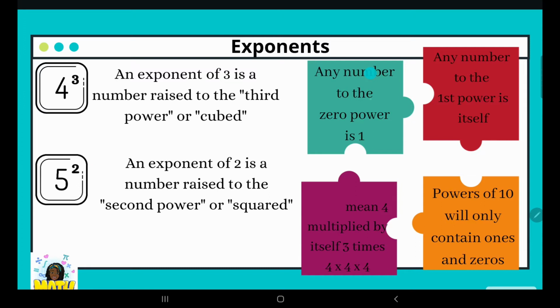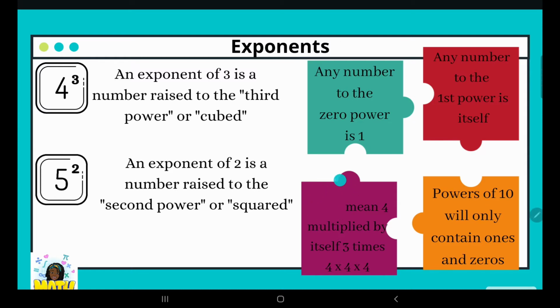Any number to the 0 power is 1. So this is a rule that you just want to memorize. And I'll explain to you a little bit later why any number being raised to the 0 power will always be 1. Any number to the first power is itself. So 2 to the first power is going to be 2, 5 to the first power, any number, 100 to the first power, is just itself, 100.